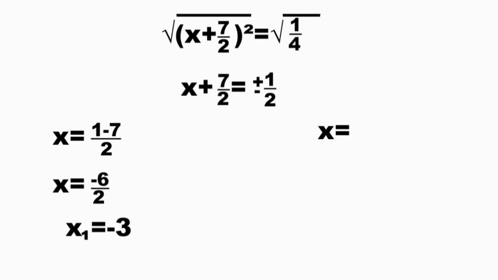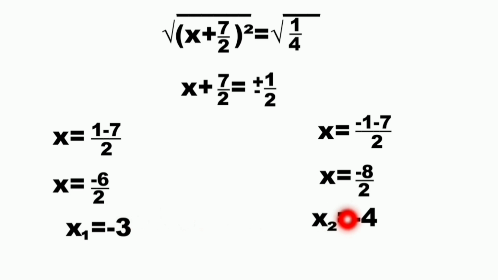The other is x equals negative 1 over 2 minus 7 over 2, and the common denominator is 2. So negative 1 minus 7 is negative 8 over 2. And the second value of x is negative 4, or x sub 2 equals negative 4. So notice here we have negative 3, which is odd, and negative 4, which is even.